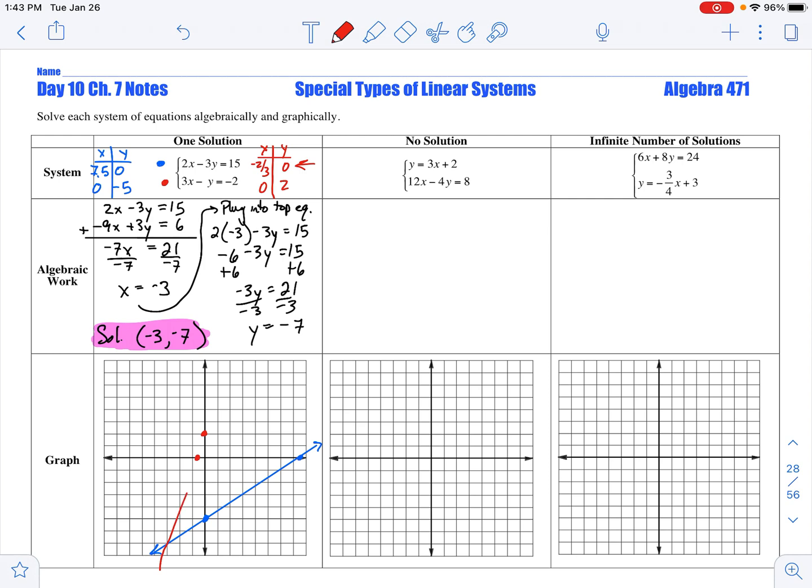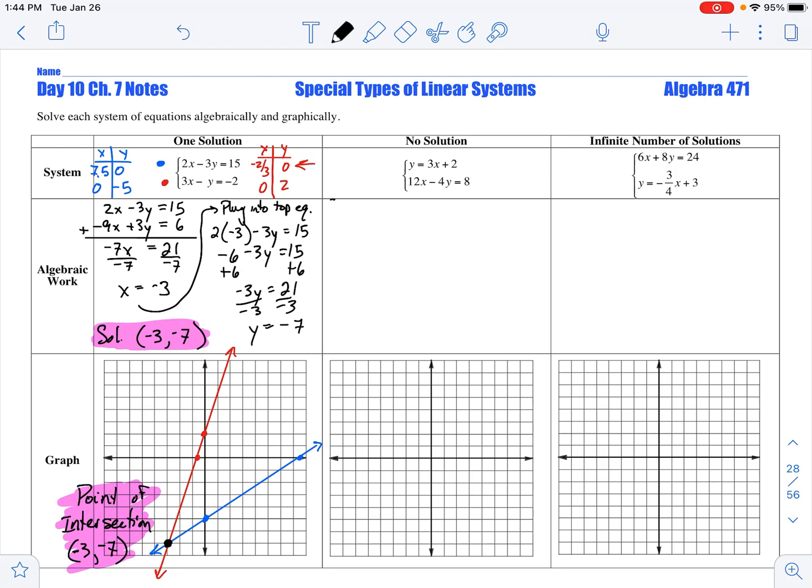When I draw my line in as best I can, and as I take a look at this, where is my solution? Well, my solution is this point right here where the two lines cross. And if I look at that, that is the point of intersection, which above we stated as negative 3 comma negative 7. Voila. All right, let's take a look at problem number 2.